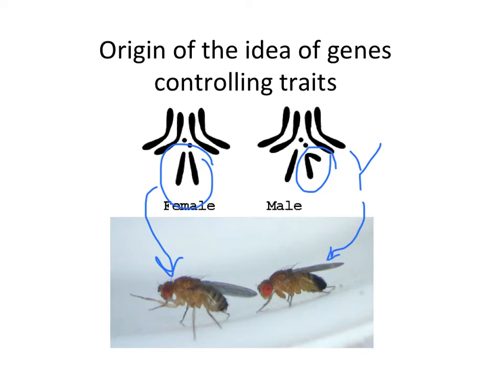Scientists were first able to observe this because of advances in microscopy techniques that made it possible to see chromosomes, and then they noticed that every time they looked at a male fly, they saw this chromosome, the Y chromosome. And that was the first time that there was an indication that something about the chromosome or about DNA might control traits.